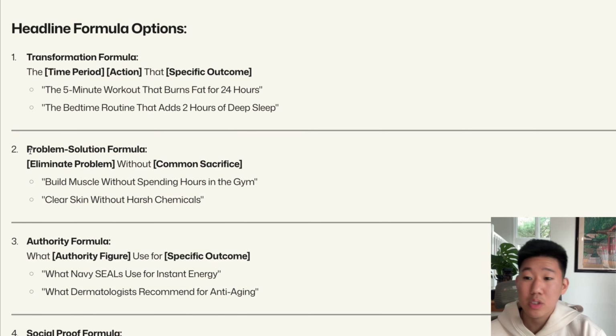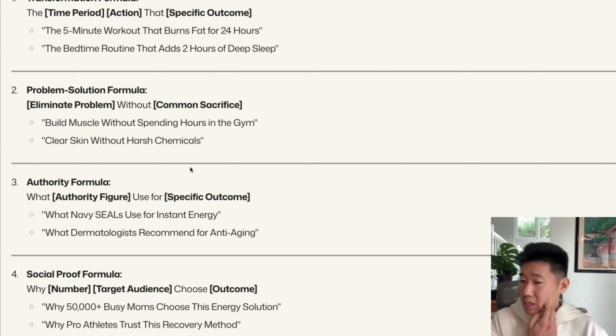Number two, the problem solution formula, which is eliminate X problem without a common reason why they can't do it. So going back to the same gym supplement example that we used prior, build muscle without spending hours in the gym. Whether you're selling creatine or a pre-workout or whatever, reducing the problem without as much sacrifice, or canceling out the reasons why people are not able to reach that desired outcome. Clear skin without harsh chemicals. That's another great one.